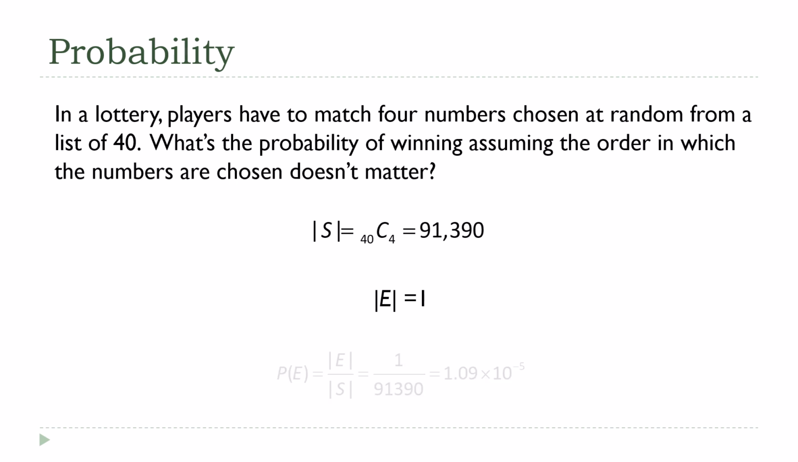And that's all I need. That's all I need to get the probability of winning. It's 1 divided by 91,390, which is, yes, a very, very small number.